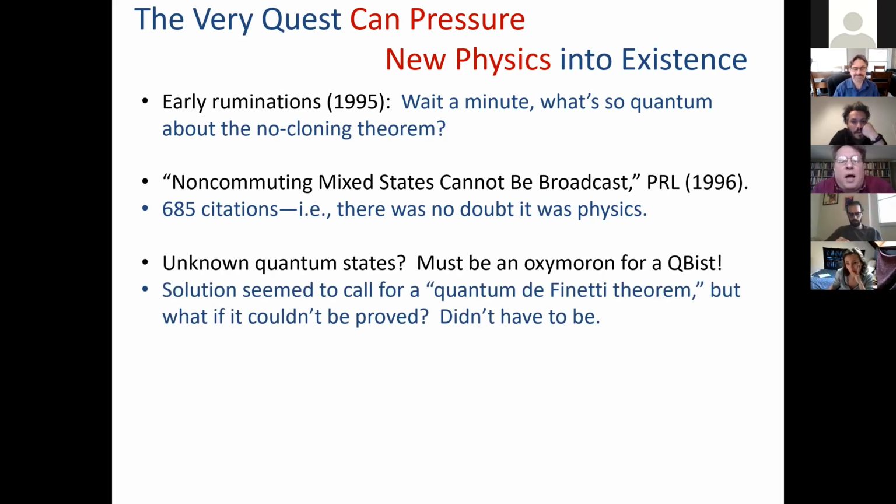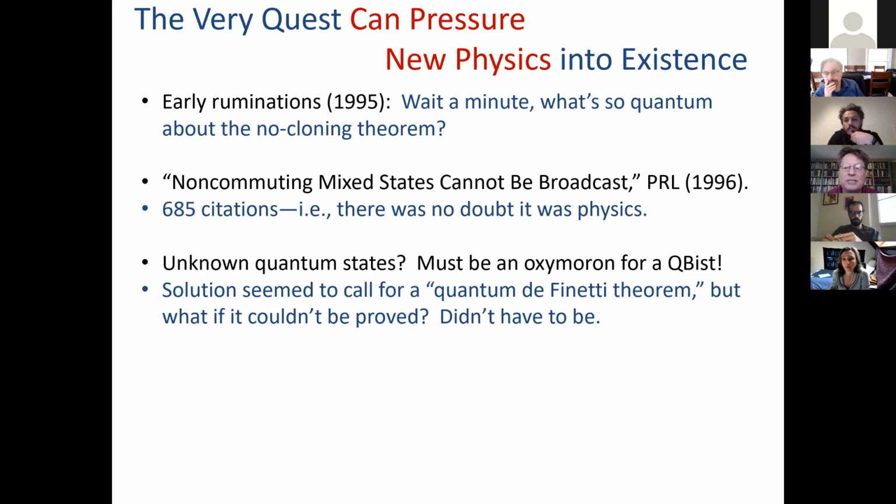In the late 90s, I started thinking about unknown quantum states. Everything in quantum information is about unknown quantum states. But from the point of view we were trying to develop, that a quantum state is a state of knowledge, this must be an oxymoron. What can it mean for a quantum state to be unknown if it's a state of knowledge? After a lot of thinking about it, the solution seemed to call for something that I'll call a quantum de Finetti theorem.